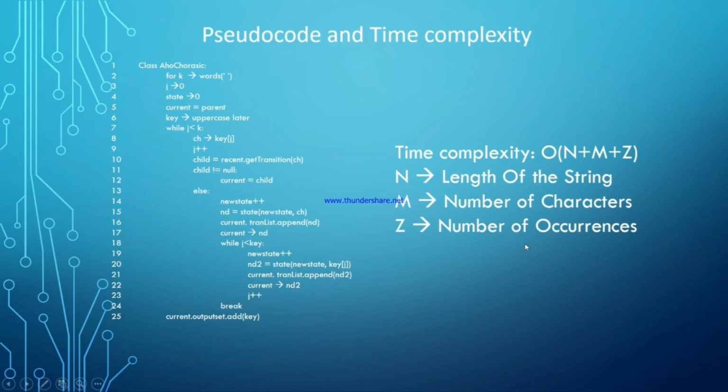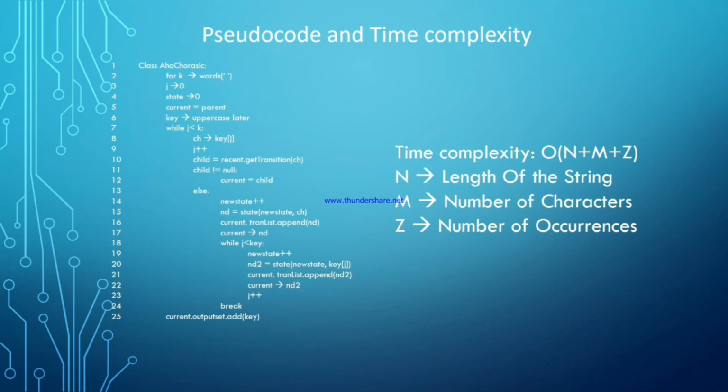Now we will talk about pseudocode and time complexity. In the Aho-Corasick algorithm, first of all we take every string, then we split those strings, then define two counters, i and state. We define every parent as a current node, and the key should be the uppercase. Then take the while loop where i goes to k. Here k is the length of the words.